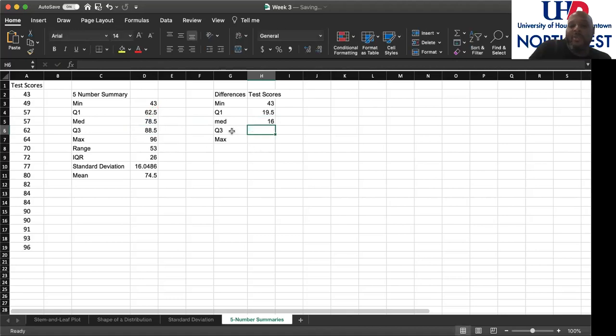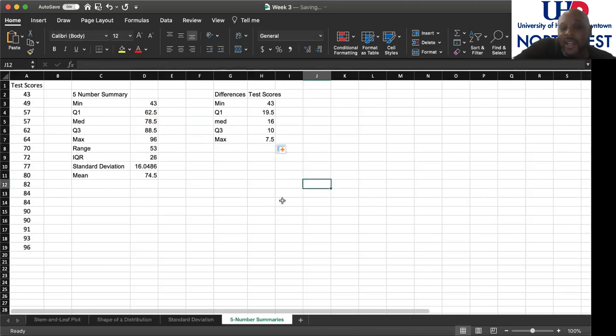So the next one will be Q3 minus the median. I'm subtracting by the quartiles. Equals Q3 minus this right here. And that's what the last one should be, 7.5. D7 minus D6. Yeah, that's what it should be, 7.5.